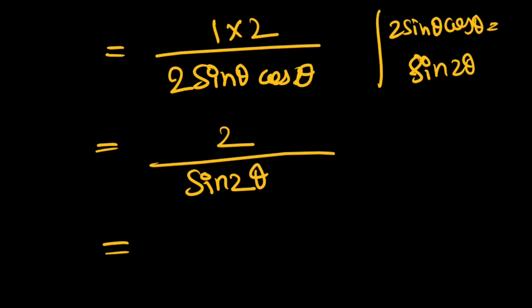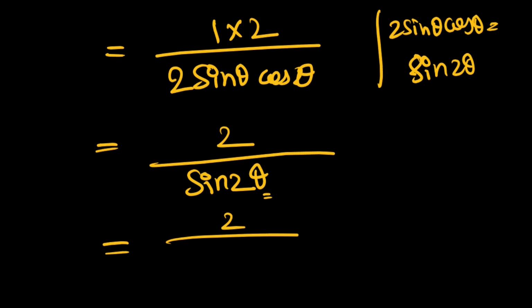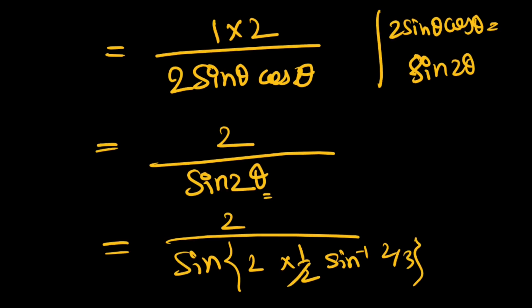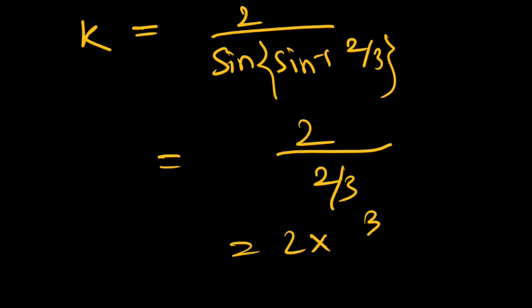Now we put the value of theta. In the beginning we wrote theta is equal to half of sine inverse 2 by 3. So put here, 2 over sine of 2 multiplied by half sine inverse 2 by 3. That is, k is equal to 2 over sine of sine inverse, this 2 and 2 are cancelled, that is sine inverse 2 by 3. Therefore 2 over 2 by 3, that is 2 multiplied by 3 by 2, the 2 cancels, so that is 3. So we got k is equal to 3.